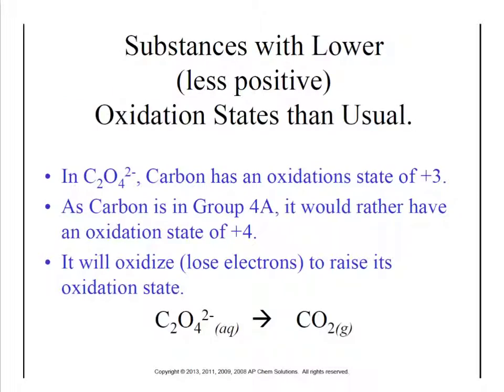Now here's some examples of things that really, really want to lose electrons. So if we look at C2O4, the carbon has an oxidation state of +3. Carbon, which is a group 4A element, really wants to have an oxidation state of +4. And so it's going to lose a couple of electrons and turn into CO2. And so then this one you need to remember then is oxalate, C2O4 2-. You should know that ion already. When it oxidizes, it turns into carbon dioxide.